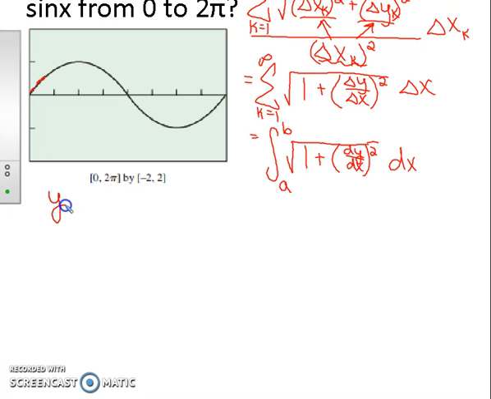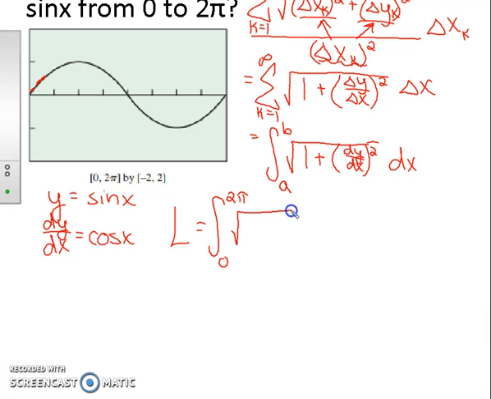Well, if my function is y equals sine of x, then dy/dx is going to be the derivative of that, so it would be cosine of x. So the length of that curve is the integral from 0 to 2 pi of the square root of 1 plus cosine of x squared dx is how I would calculate it.